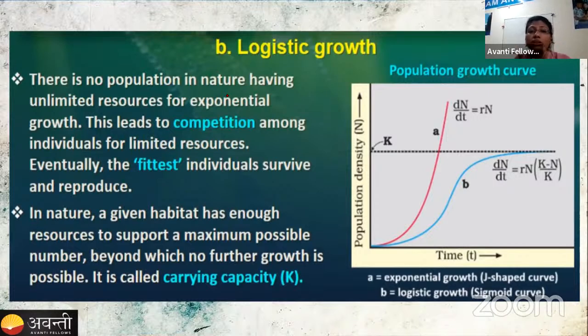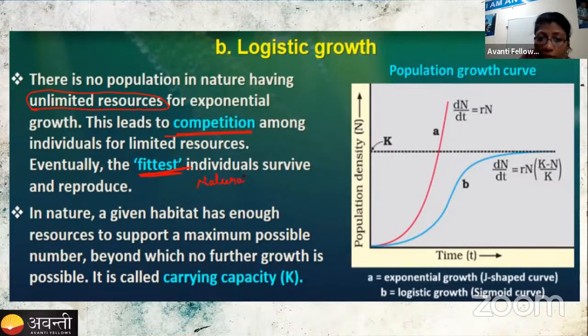This logistic growth curve represents populations in nature that do not have unlimited resources. The most important thing to remember is the absence of unlimited resources, unlike the exponential one. Here we have a very limited supply of resources. This limited supply always leads to competition, which we have already discussed. When resources are limited, it always generates competition among individuals, and this competition leads to survival of the fittest, which leads to natural selection, right? We have already studied that survival of the fittest is what nature selects for itself.